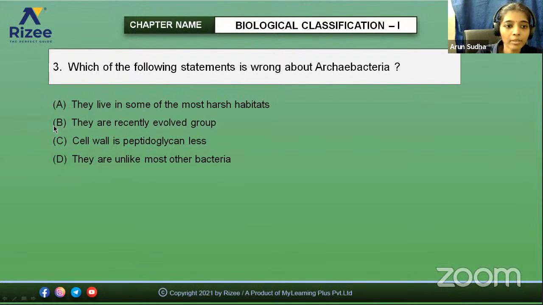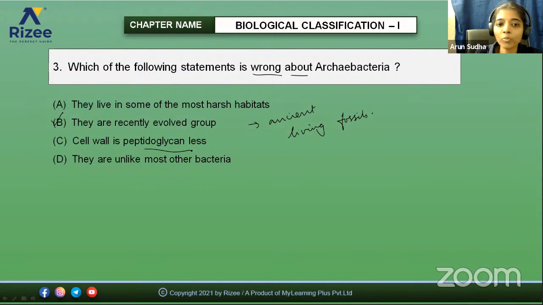So they are a recently evolved group. That is the wrong answer. So you have to be clear whether the question is asking for the wrong or the correct statement. The wrong answer is that they are recent, because we know that Archaebacteria are the ancient living fossils. And peptidoglycanless. So they differ from the eubacteria in their cell structure. They don't have peptidoglycan, they are not like other bacteria, and they live in marshy habitats. So the correct option is option B.